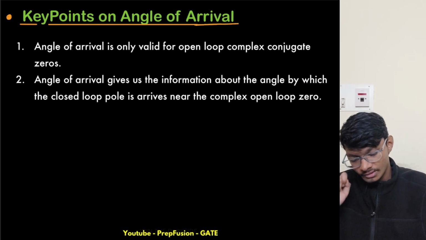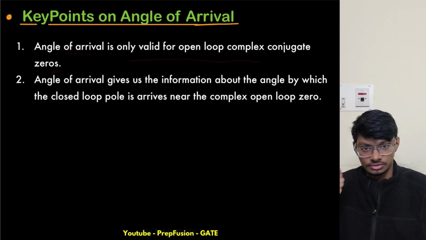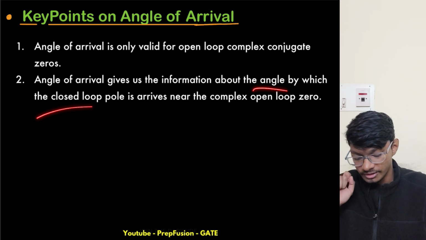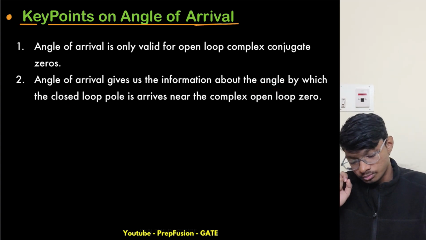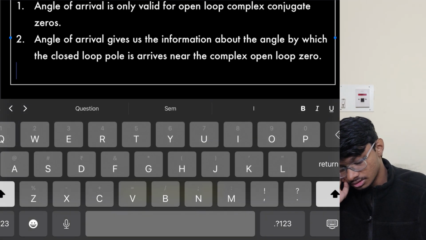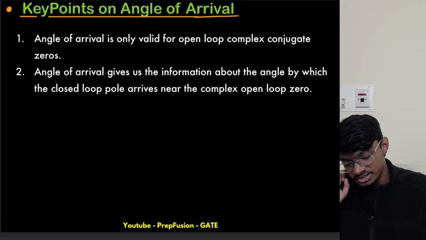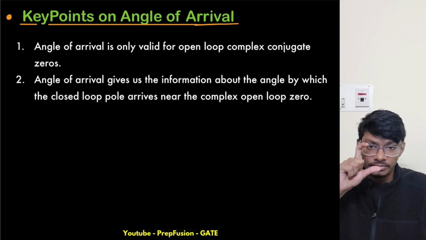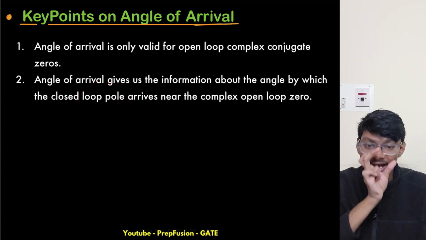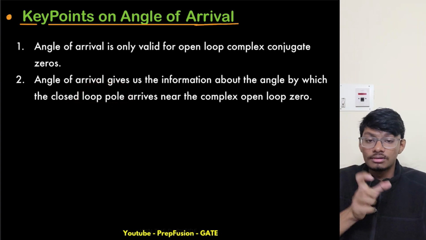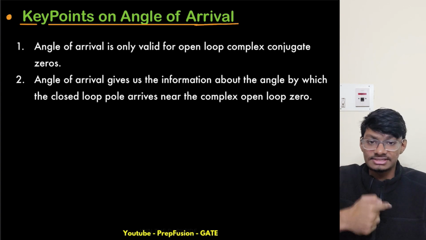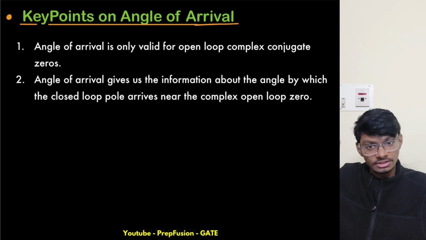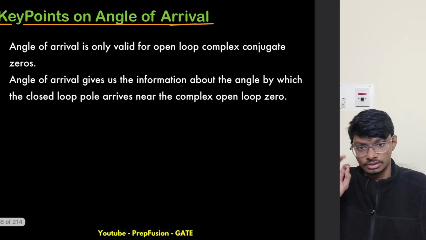Now what is angle of arrival? Angle of arrival is only valid for open loop complex conjugate zeros, so they will only arrive at the zeros, right? Angle of arrival gives us the information about the angle by which the closed loop pole arrives near the complex open loop zero. Basically, what is root locus? Root locus is the locus of my closed loop poles, right? So when my closed loop poles arrive near my open loop zero, at what angle with respect to the x-axis does it arrive? That is the information that my angle of arrival gives, and similarly the angle of departure also gives for the respective pole. So yeah, have you got it?